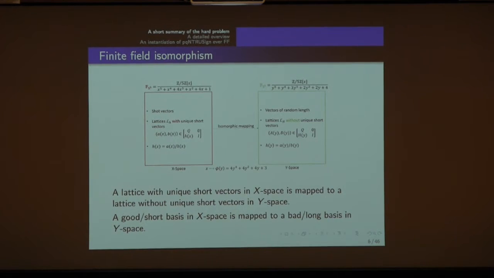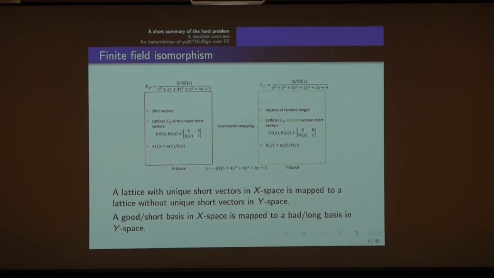So what is the finite field isomorphism? We know that any irreducible polynomial mod q defines a copy of the finite field F_q to the power n. So here I've got two copies. The left one is defined by the X polynomial, we call it X space, and the right side is defined by the green polynomial, we call it Y space, and there is a secret mapping sending elements from X space to the Y space.